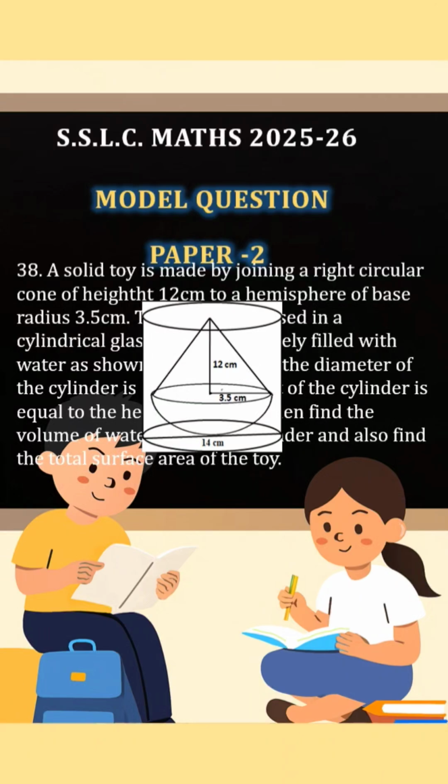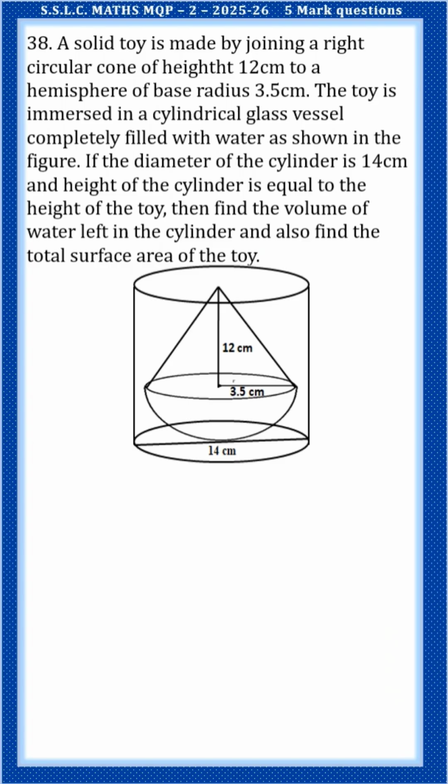In this video, let us solve 38th question of SSLC Maths 2025-26, model question paper number 2. The question is taken from the chapter Surface Area and Volumes. The question carries 5 marks and the question is: a solid toy is made by joining a right circular cone of height 12 cm to a hemisphere of the base radius 3.5 cm.